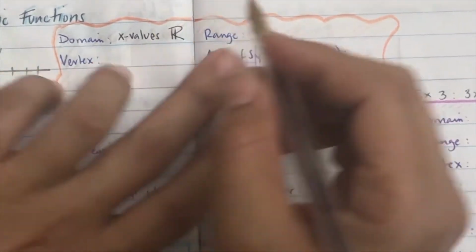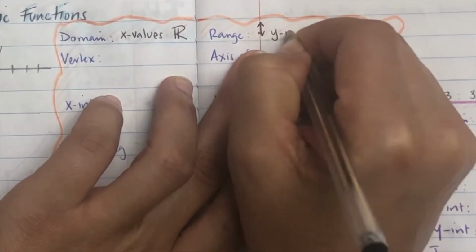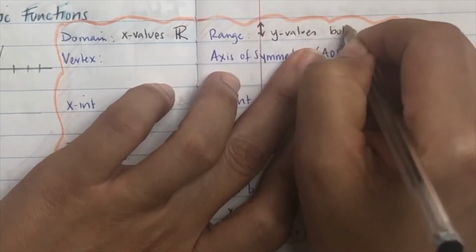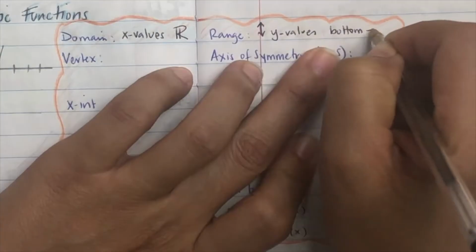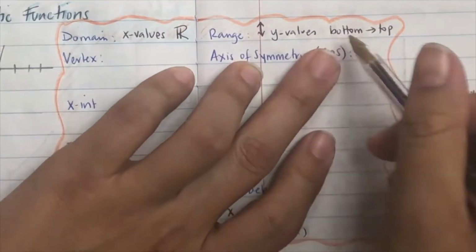For your range, you're looking up and down, so it's your y values. So just go from the bottom, where does the graph start, to the top. Where does it end? That's your range.